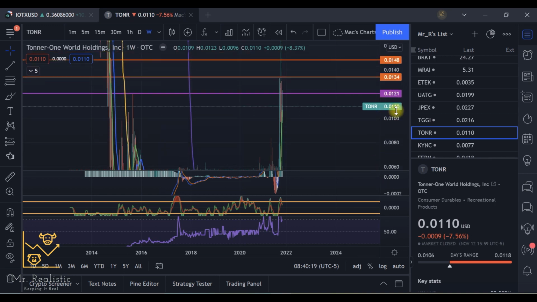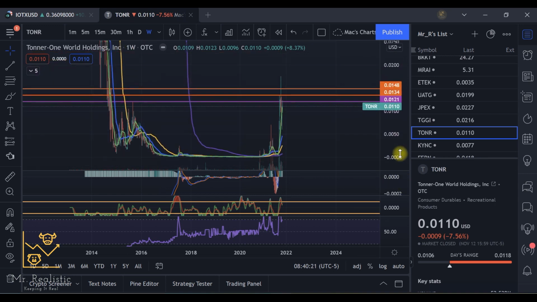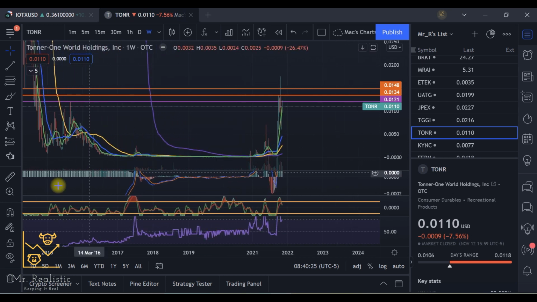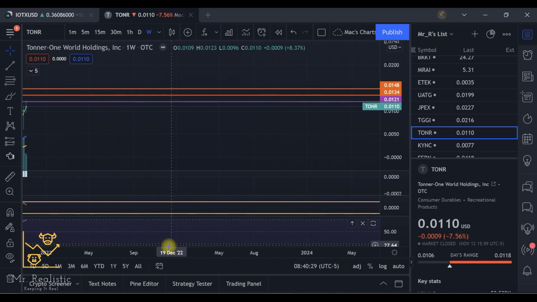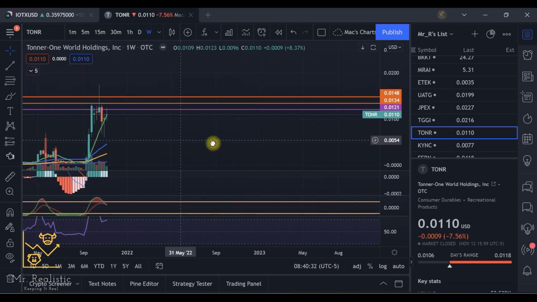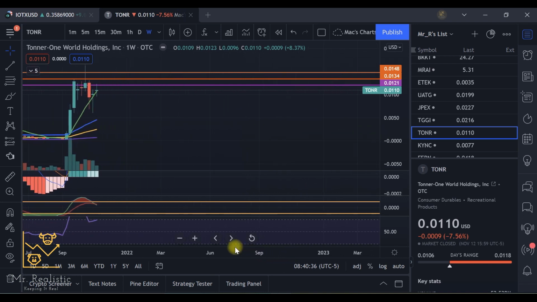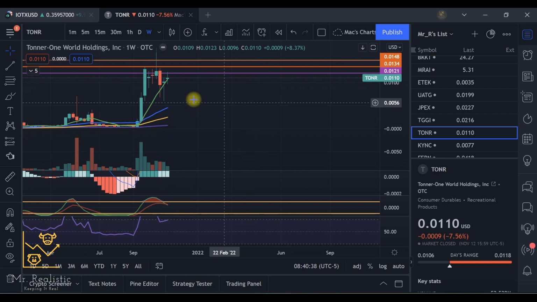Very zoomed in here. Okay, so toner. All right, we have our weekly right here. All right, we've got our 8, 21, 50, 200 bull.